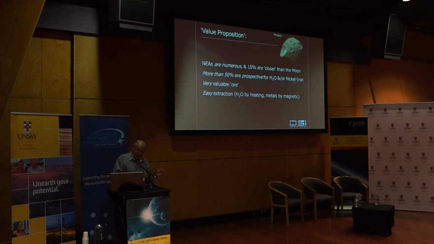The value proposition, just to backtrack here, is the near-Earth asteroids are numerous. There's something like 13,000 now known. Something between 15% and 17% of them are energetically closer than the Moon. More than 50% of them are prospective for water and or nickel iron. They are potentially very valuable ore, and potentially the extraction processes that you need, water by heating, metals by magnetic separation, are intrinsically simple separation processes. And then you can go on to getting everything out of the pig except the squeal when you do further and further processing of this stuff.